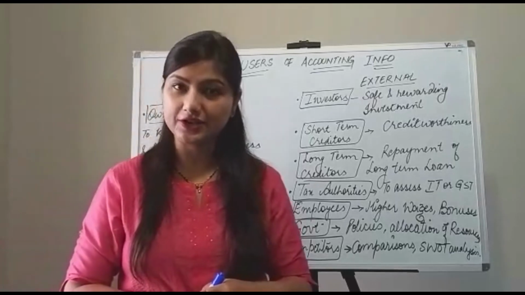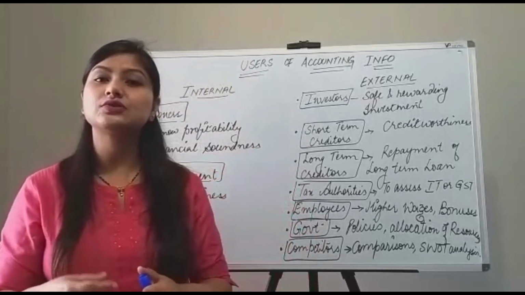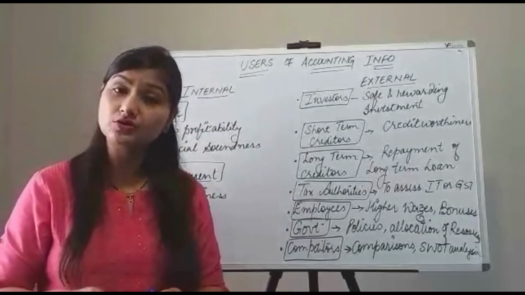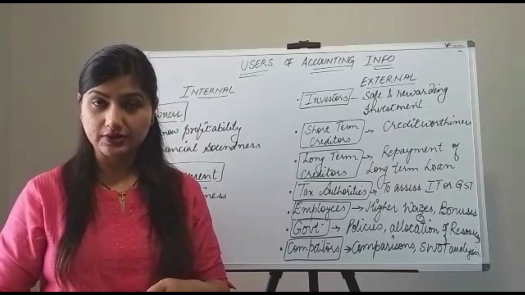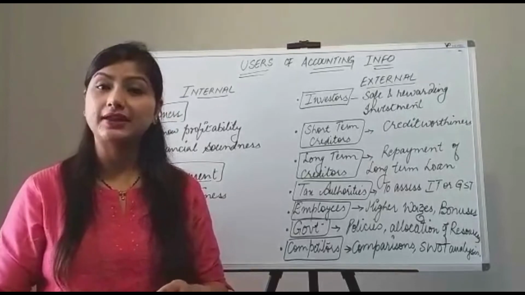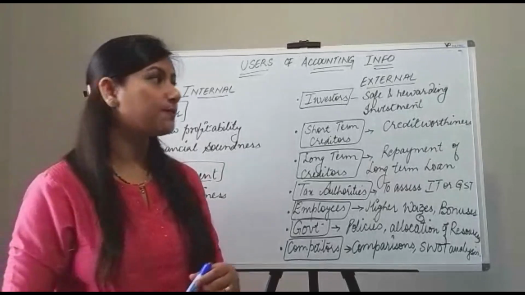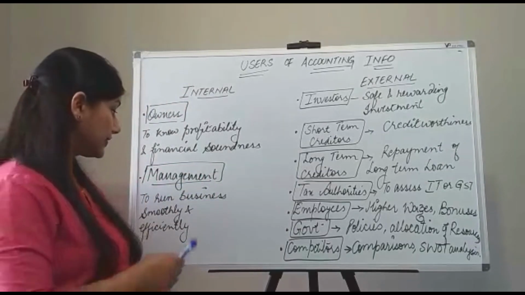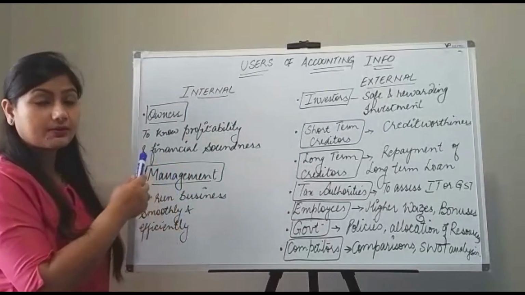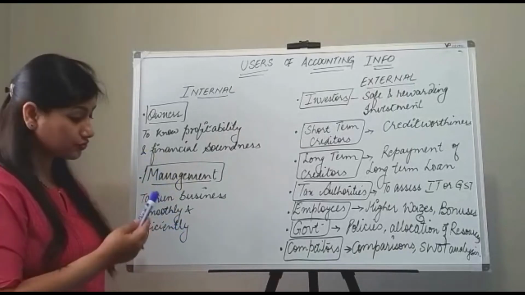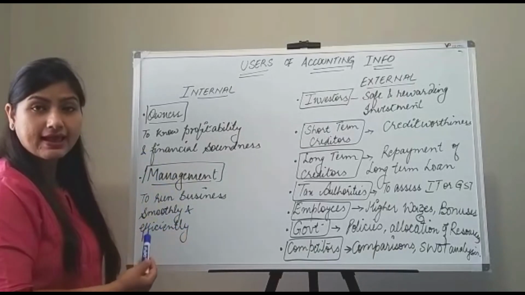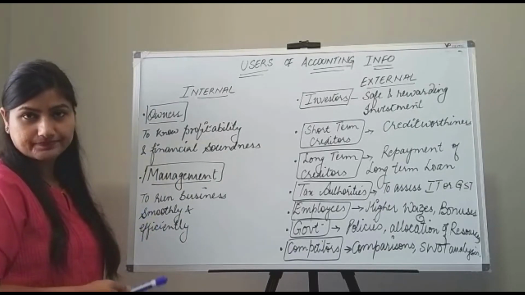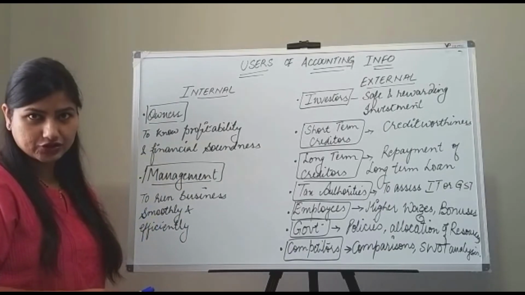Then comes the management. Now management has to take a lot of decisions related to the business. So of course management also requires accounting information. On the basis of that only management takes decisions. So another party or interested user of accounting information is management, because management has to run the business. So to run the business smoothly and efficiently, it requires financial information or accounting information.